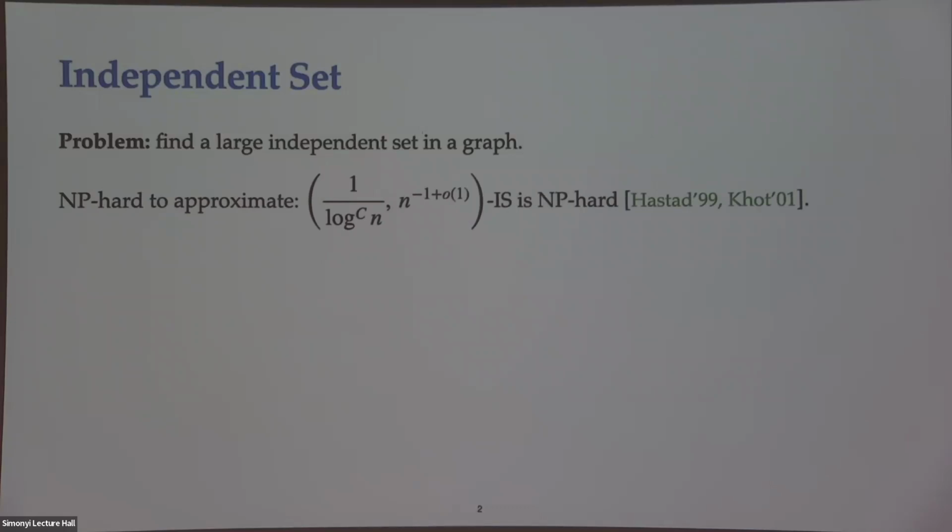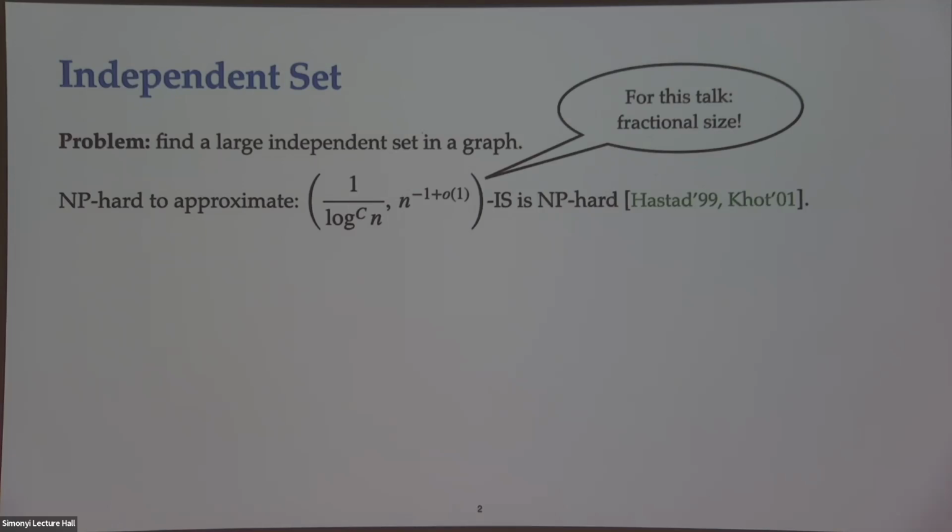Specifically, if you're given a graph that contains a 1/n polylog independent set, then it is NP hard to find an n to the -1 plus little o of 1 size independent set. This is following works on the PCP theorem. And for this talk, I will always use fractional size. So whenever I say an independent set of size epsilon, I mean that the set contains an epsilon fraction of the vertices. Okay, so this is a very strong hardness result, and notice that n to the -1 without the little o of 1 is just a single vertex. So this says that we cannot do much better than just outputting a single vertex.